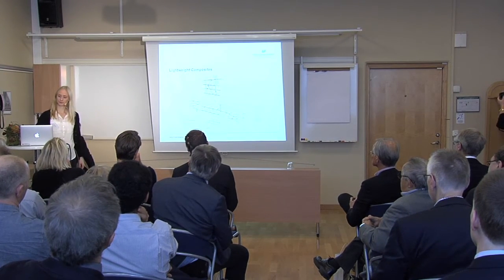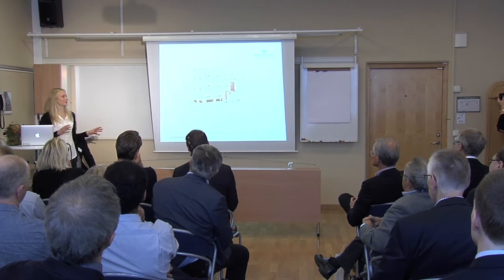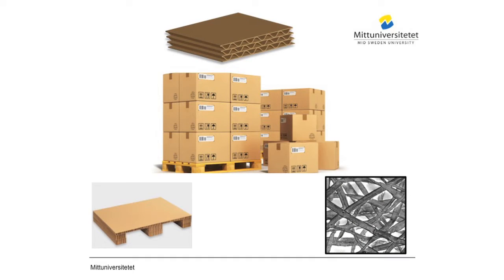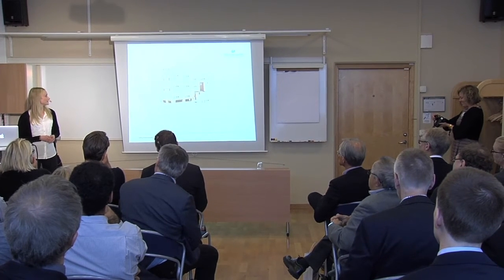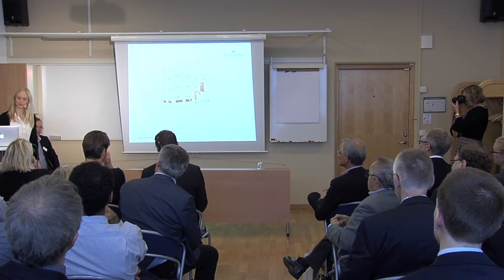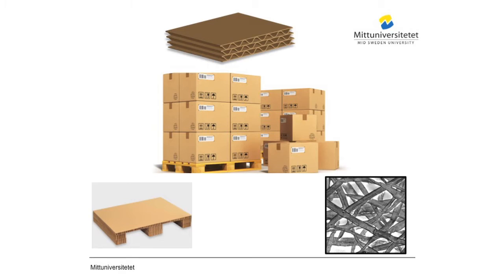So, moving on to looking at the product that's actually produced in our region. As you might all be aware of, this is corrugated boxes, which is used for transportation of all types of products. If we go a bit closer when it comes to the structure of these boxes, we can see we have a corrugated structure here, and this is a great example of lightweight composites.